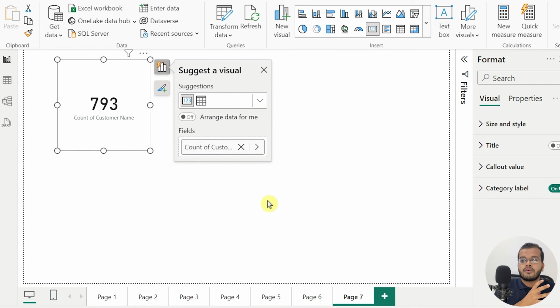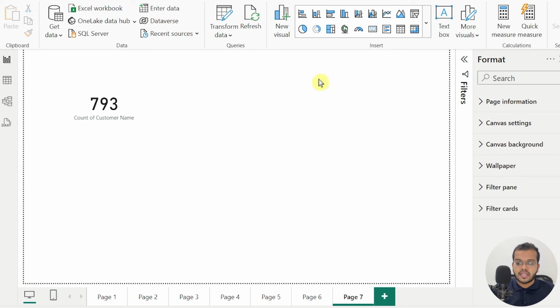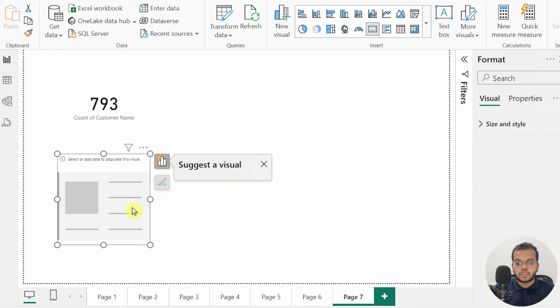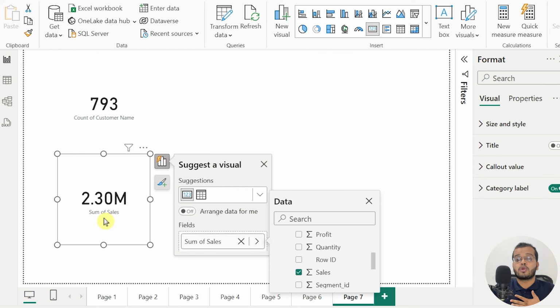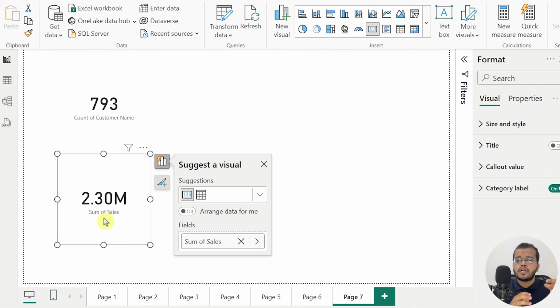So in order to show the first customer, last customer, count of customers, we can go with this kind of card chart, right? If I take another card chart and I would like to show how much sales I have got, I'll take sales here. My total sales is 2.30 million, right? So in order to show this kind of specific information, specific key numbers, we go with the card chart. Card charts are very important when you are showing a report or a dashboard to your client or customer.